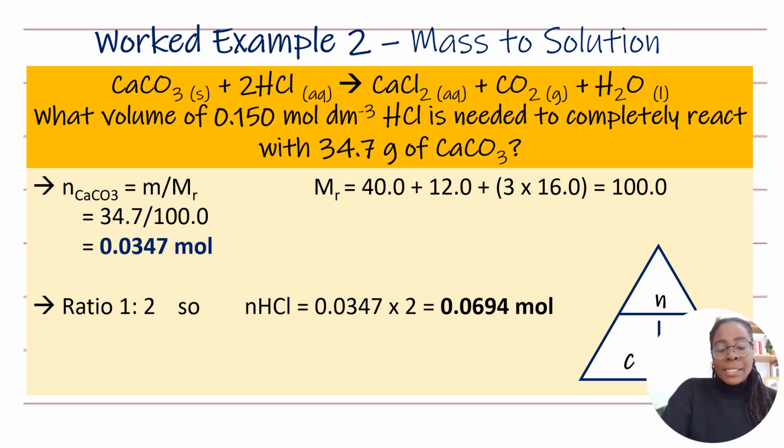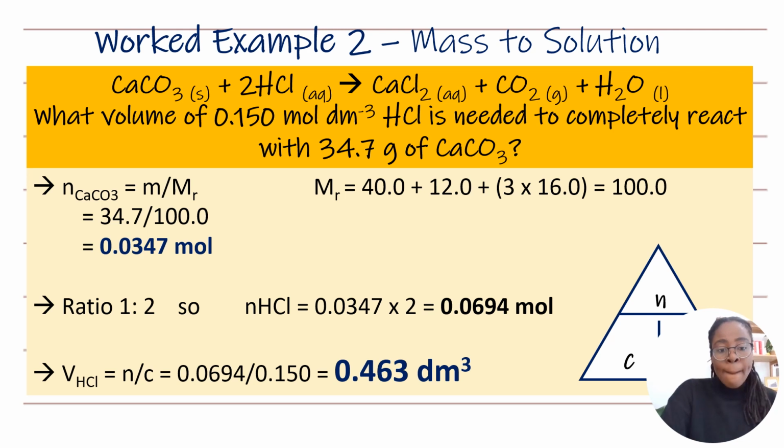Our final step is to calculate the volume. Volume equals moles divided by concentration, and so that gives us 0.463 decimeters cubed. So 3 significant figures, as that's the number of significant figures we've got in the question.